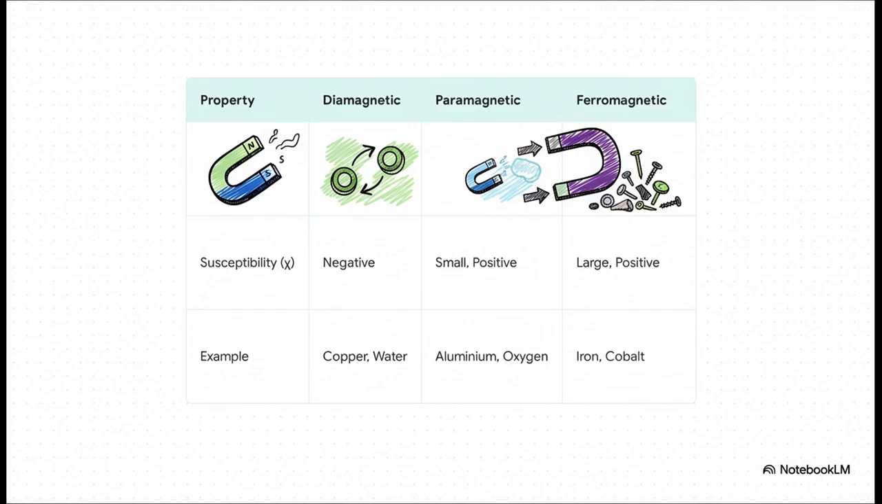Second, paramagnetic. Para means alongside, so they are weakly attracted. Their susceptibility is small and positive, like aluminium. And finally, we have the superstars, ferromagnetic. Ferro comes from ferrum, which means iron. These are strongly attracted with a big positive susceptibility. And of course, the best example is iron itself.